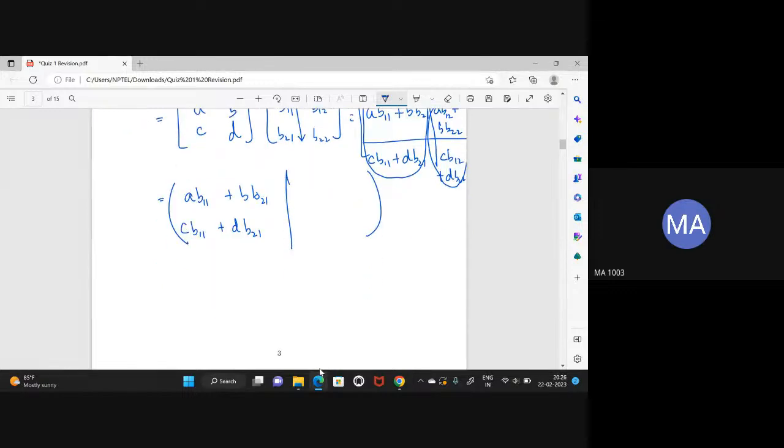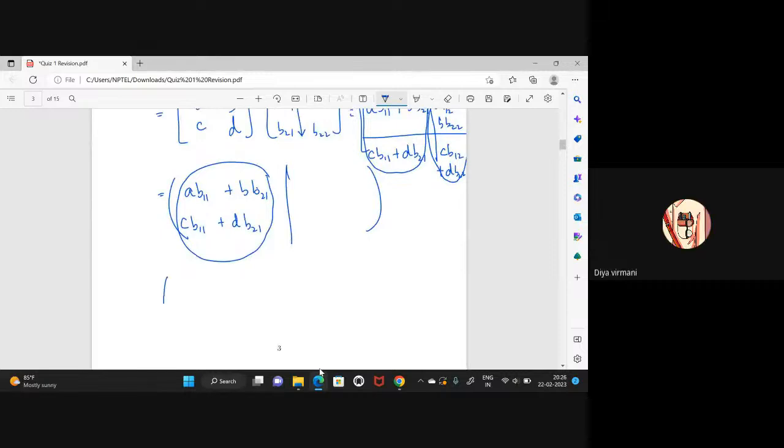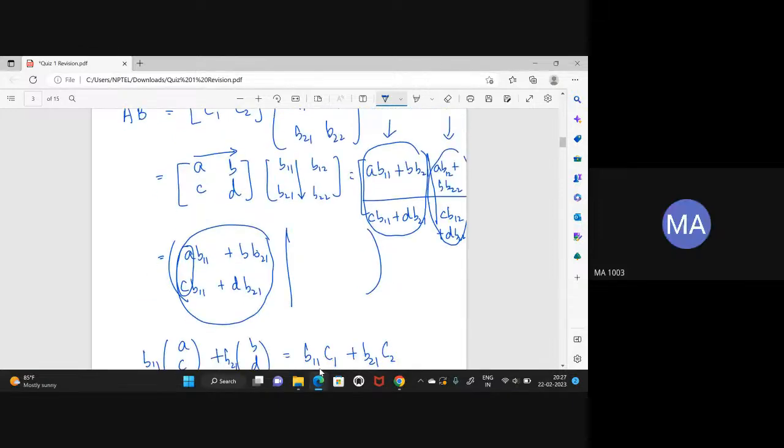So what is this first column? This is the first column. Can I write this in terms of C1 and C2? Yes, ma'am. I can write this as AC into B11, plus BD into B21. So this is B11C1 plus B21C2. Is it clear? Yes, ma'am. Similarly, the second column.